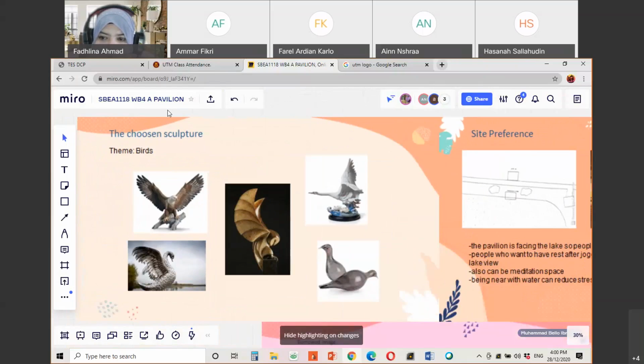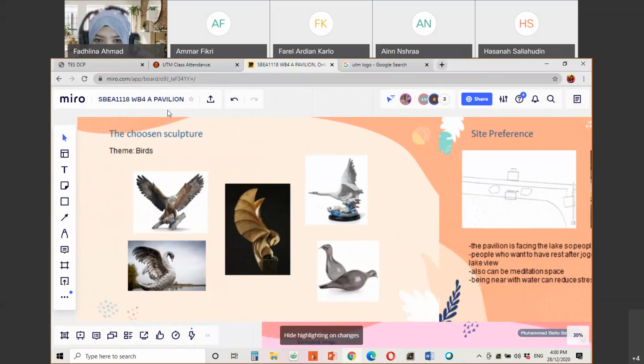Okay, so I would like to make a pavilion that looks like a sculpture, and my theme is birds. So this is the chosen sculpture. It means that I want to put something like this, but it's not too literal.